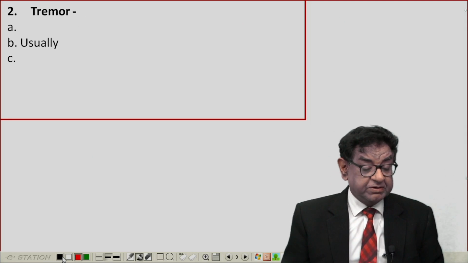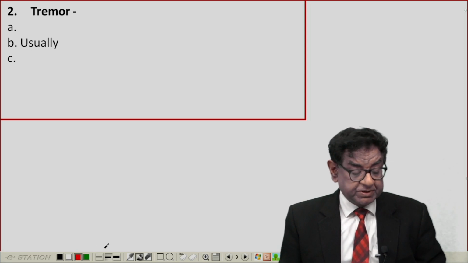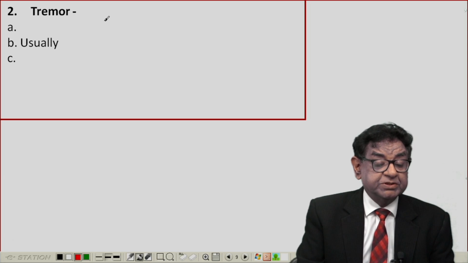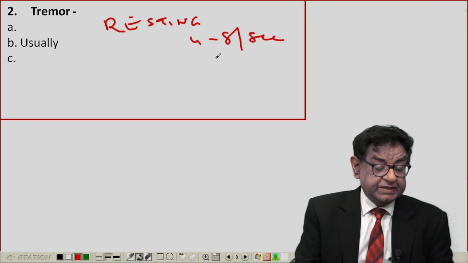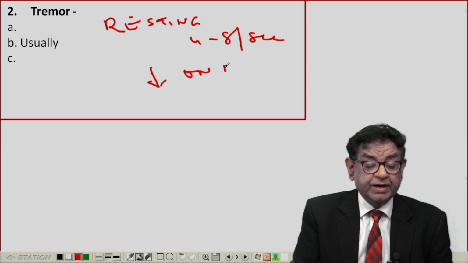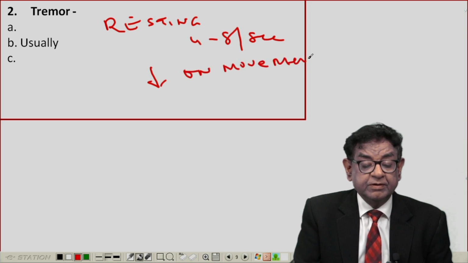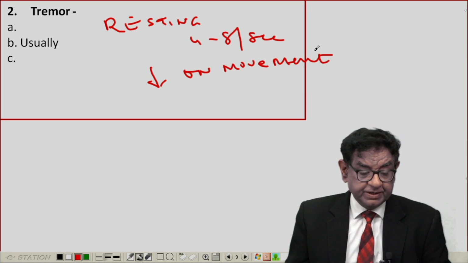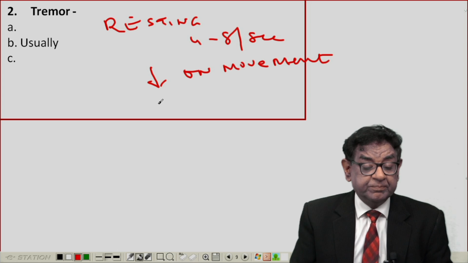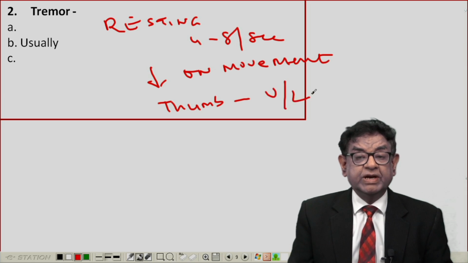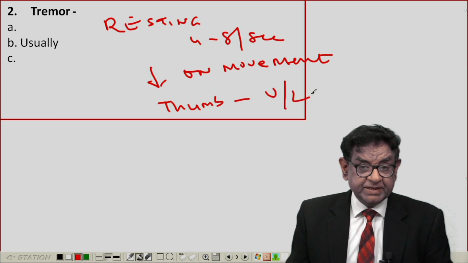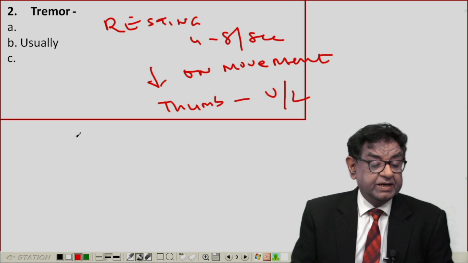Now what else is there? After the general features, we talk about tremors. Tremors are resting tremors, 4 to 8 per second, and they decrease on movement. Next point, it usually starts in the thumb. To begin with it is usually unilateral, but later on it can be bilateral, and other fingers may also be involved. In this patient, pill-rolling movements are seen.